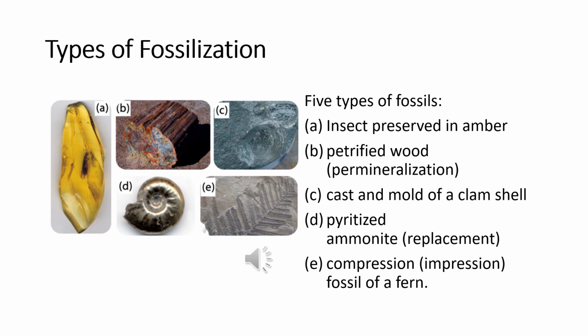In D, this is a beautiful example of an ammonite that died and was then preserved by the mineral pyrite. It was replaced by the mineral pyrite. And then E, can you see that there's like a leaf shape there, a fern? Well, that fern is a fossil caused by compression of the sediments, and all that's left is just a mere impression of where the fern once was.